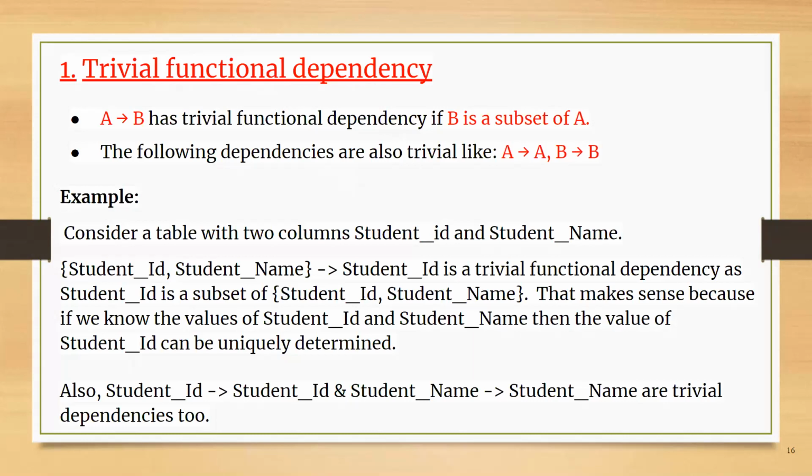So that is your trivial dependency, which says that if there are primary key attributes and non-primary key attributes, then they are trivially functionally dependent on each other if B is a subset of A, along with the dependencies that A is functionally dependent on itself, that is A, and B is functionally dependent on B, because they themselves should hold some values, and only then can they be part of a trivial functional dependency.